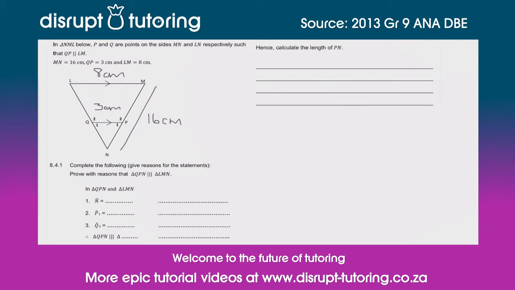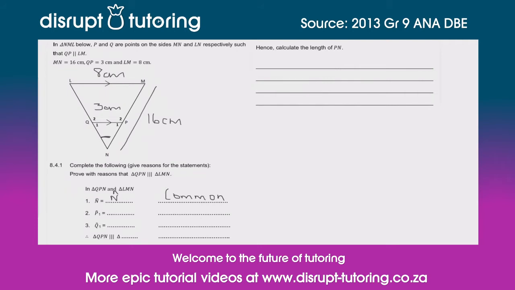In triangle QPN and triangle LMN, the angle N is equal to, so we've got over here, N. Okay, do you notice that N is common in both triangles? So N is simply equal to N. You would actually just need to write N, but because they've given us a space to write, we'll write N, and we will say that it is common. So it's common to both of the triangles.